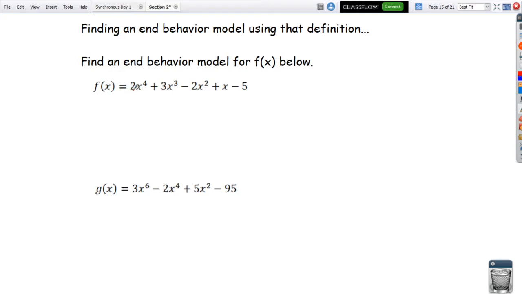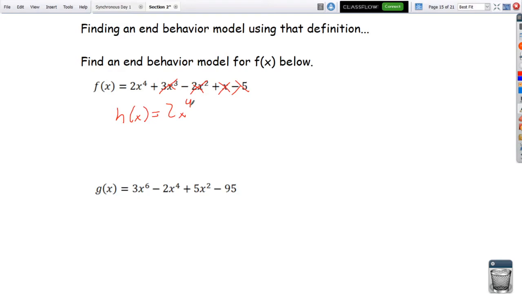Basically what I look at here is this function. As I go to the right, the only thing that is significant, again, going to the right means x is going to go to infinity, I have infinity to the fourth power, which makes 3x cubed negligible. 2x squared, negligible. x, negligible. 5, negligible. The right end behavior model, let's just call this h of x, is going to be 2x to the fourth. And you can check this by comparing these two values.